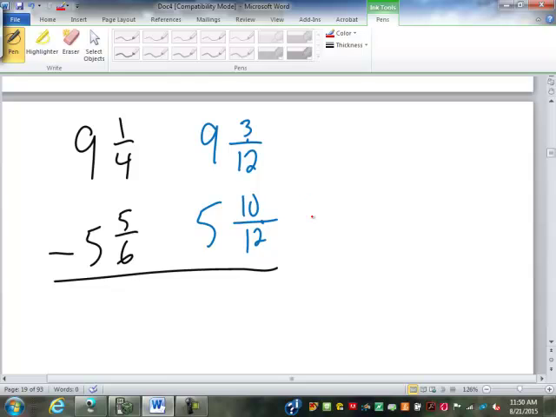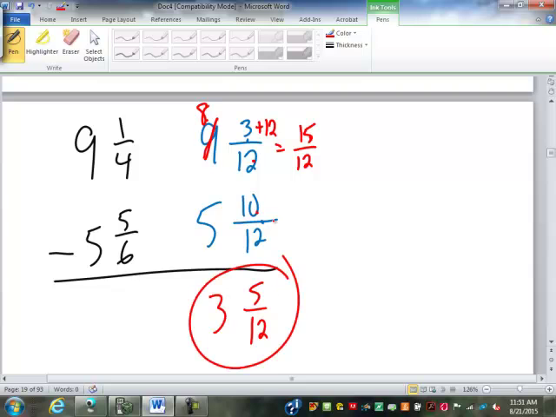Just like with whole numbers, in any form of number, I'm going to borrow from the next digit. I can borrow from the 9 and make it an 8. But what I borrowed was 1. And remember, fractions are all about the pieces. How many pieces are in that one thing I borrowed? My denominator is 12. That's how many pieces. So I had 3 plus 12 gives me 15 12ths. Now it's 15 minus 10 is 5 12ths. 8 minus 5 is 3.